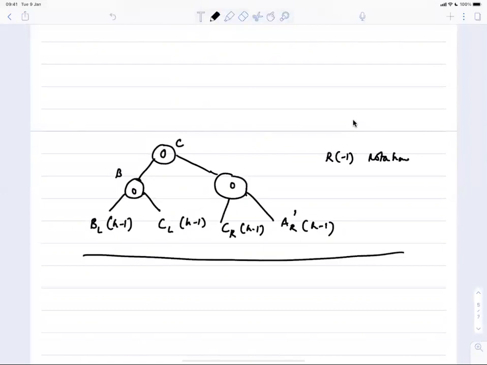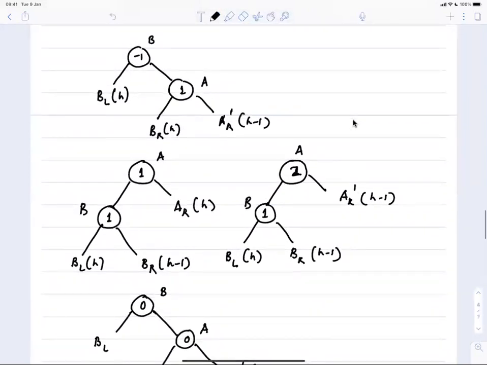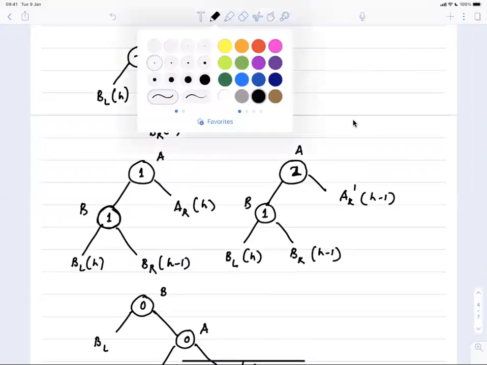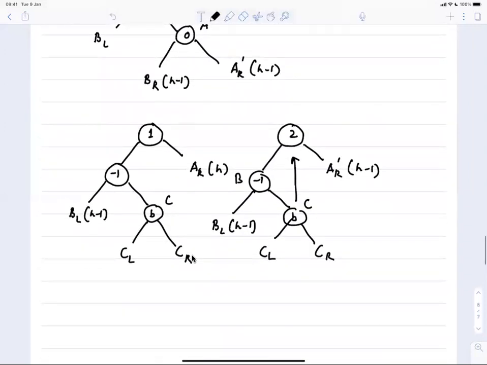Okay, so what does it mean here? Given the node whose balance factor is violated, on the other subtree, you look at the child that is there, and look at the balance factor of the child. And that will tell you what kind of rotation has to be performed. Okay.